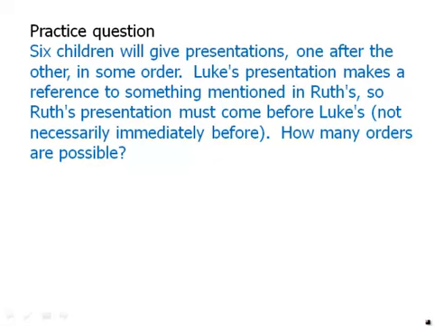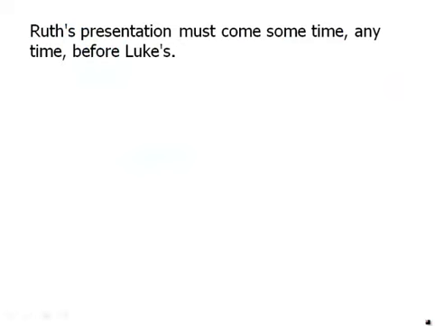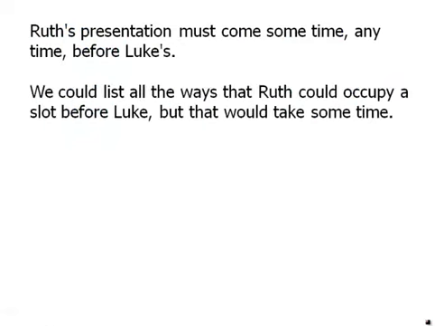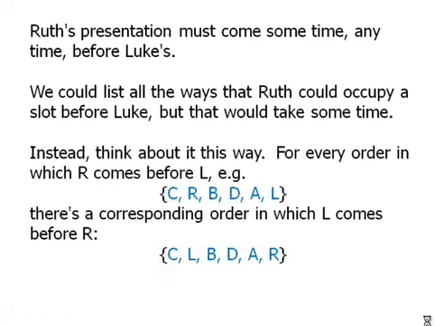Okay. So 6 children will give presentations one after the other. Again, if there were no restrictions, the total number of orders would be 6 factorial, which is 720. Luke's presentation makes a reference to something mentioned in Ruth's. So Ruth's presentation must come sometime before Luke's, not necessarily immediately before. Could be immediately before, but it just has to be somewhere before. How many orders are possible? We could list all the ways that Ruth could occupy a slot before Luke, but that would take some time.